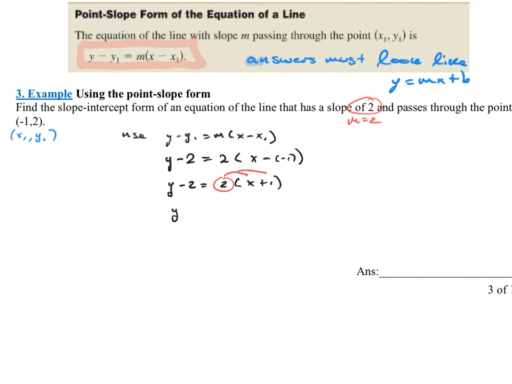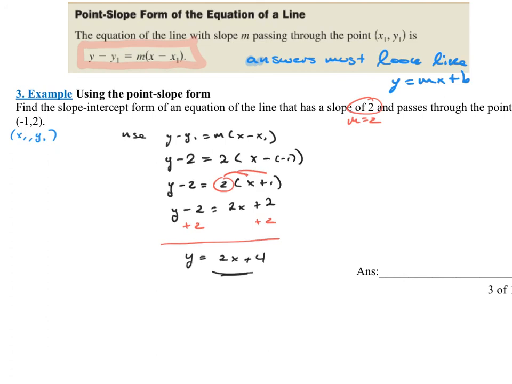I need to remember to distribute that 2 to both terms. So this is going to be y minus 2 equals 2 times x, which is 2x, and 2 times 1, which is plus 2. I need to isolate my y, so I'll add 2 to both sides of the equation. When I do that, I end up with y equals 2x plus 4.